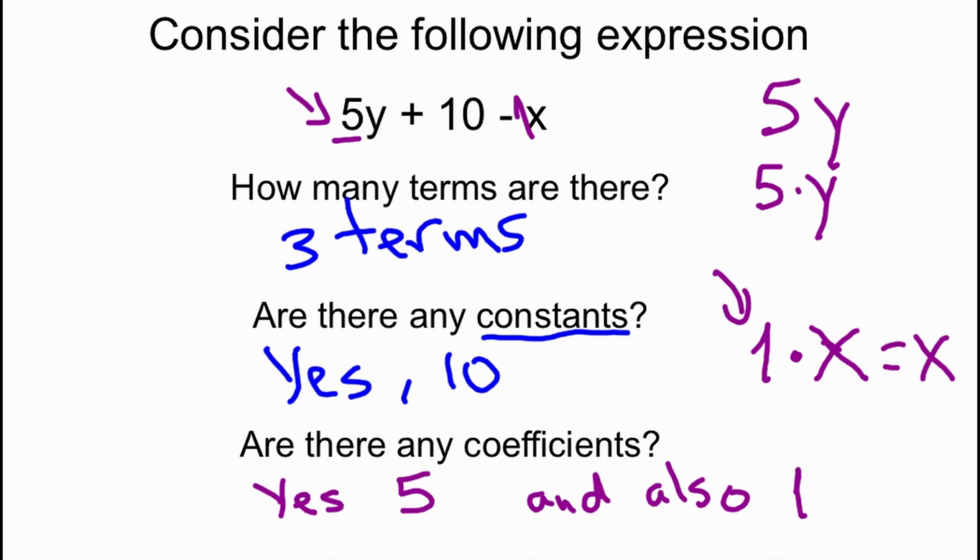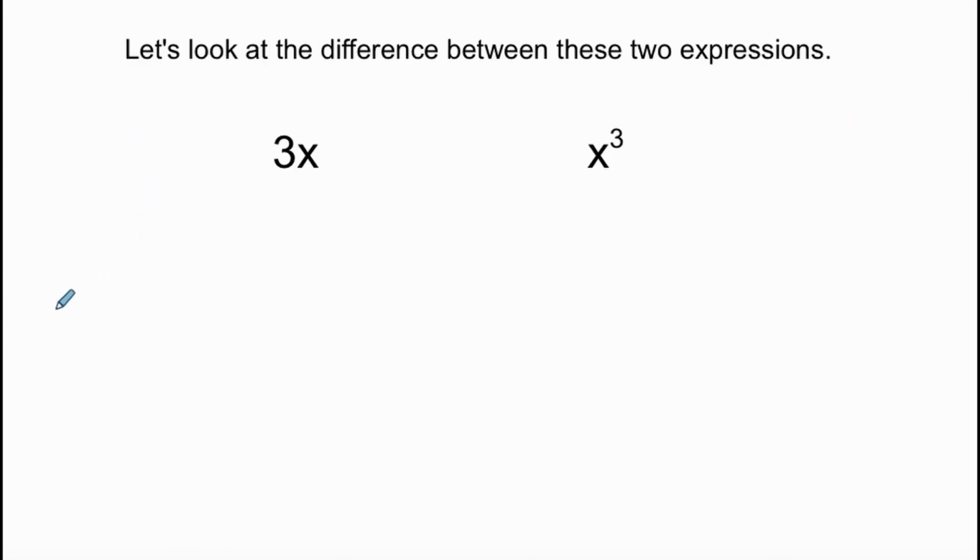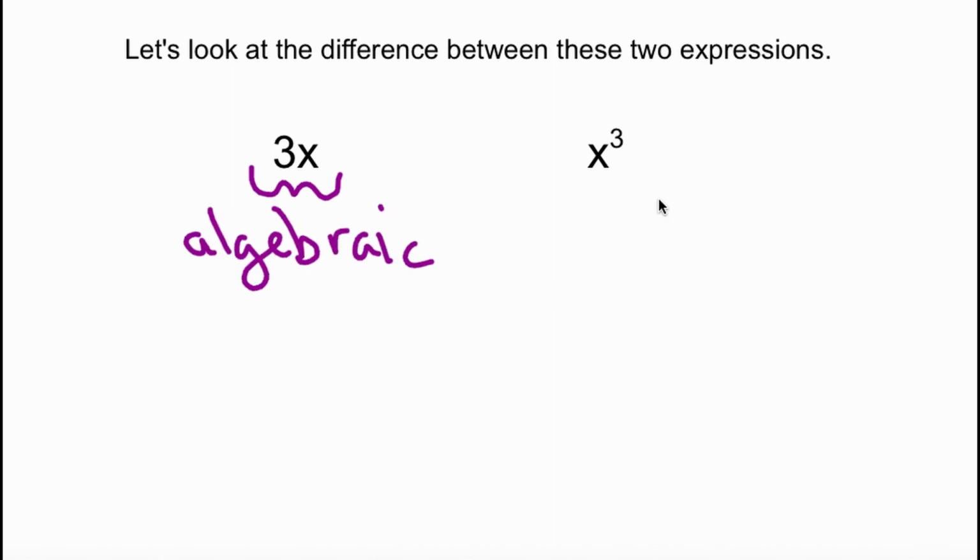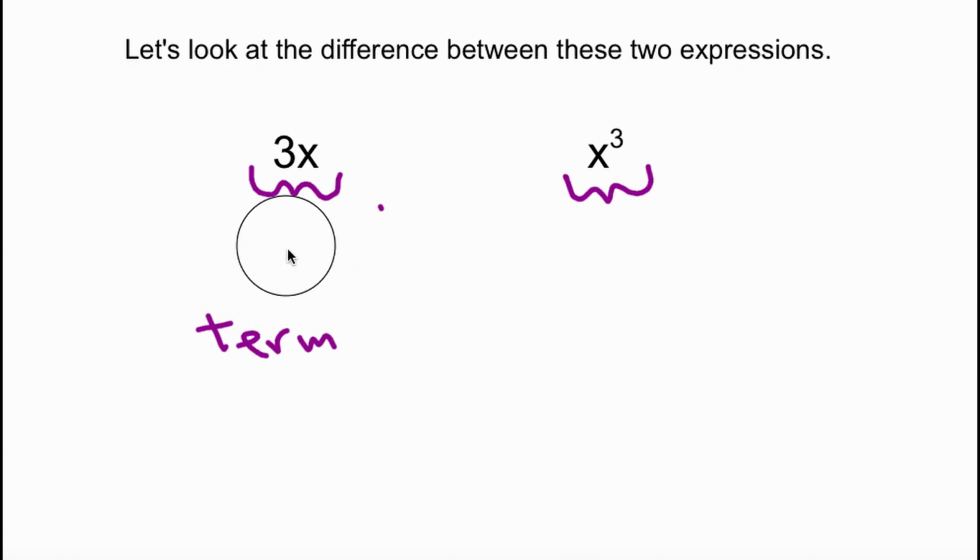Now, let's look at our final scenario. Here you've got a single term, which is an algebraic term. You also have an algebraic term here. Now, they are both single terms and they're both algebraic terms. Are they expressions? Yes, they are. They are a one-term expression. So technically, you could also call them both algebraic expressions.